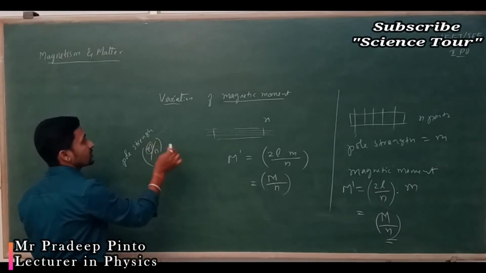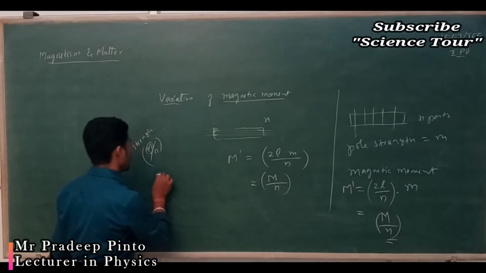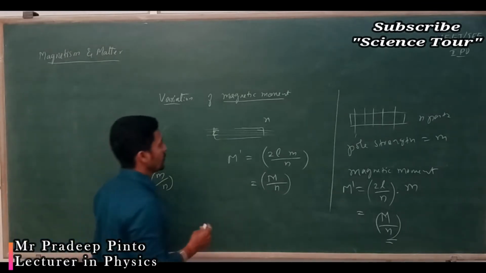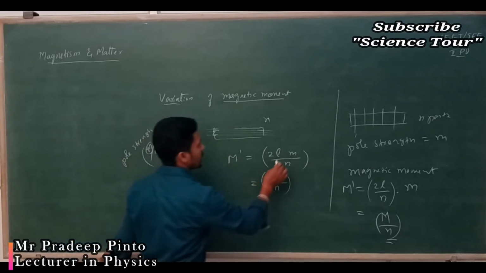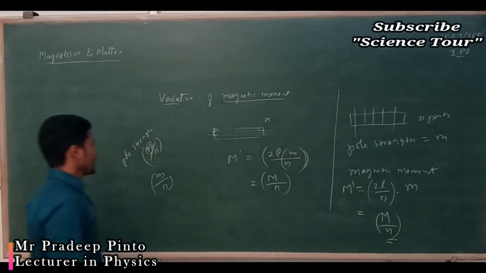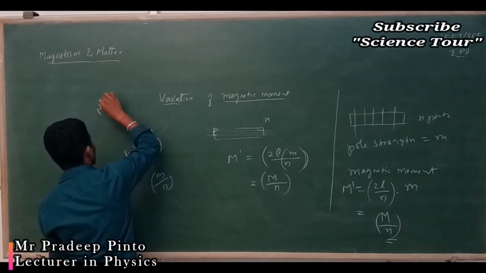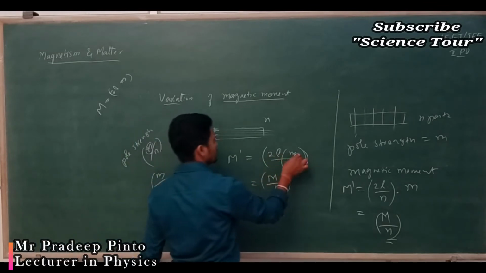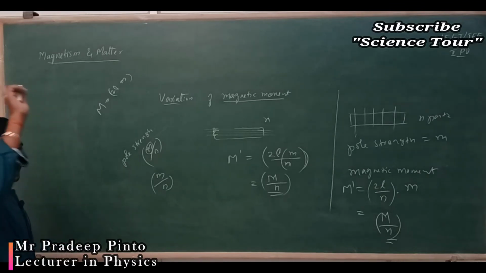See, pole strength is divided because the area is going to change, right? The area is going to change. So m was the pole strength, and now it is divided into n parts. So the total magnetic moment is 2L times m by n, where 2L is the length and m by n is the pole strength. But we know that the magnetic moment was already 2Lm, so we get it in this way, because 2Lm was the earlier magnetic moment.